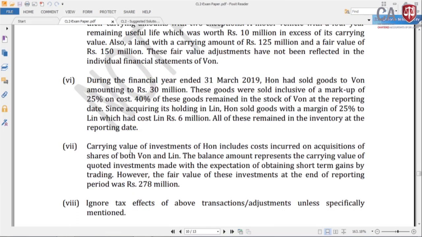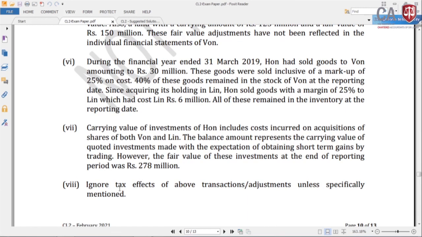During the financial year ended 31st March 19, Hon had sold goods to Won amounting to 30 million rupees. These goods were sold inclusive of a profit markup of 25% on cost. 40% of these goods remain in the stock of Won at the reporting date. Since acquiring its holding in Lin, Hon sold goods with a margin of 25% to Lin, which had cost Lin 6 million rupees. All of these remain in the inventory at the reporting date.